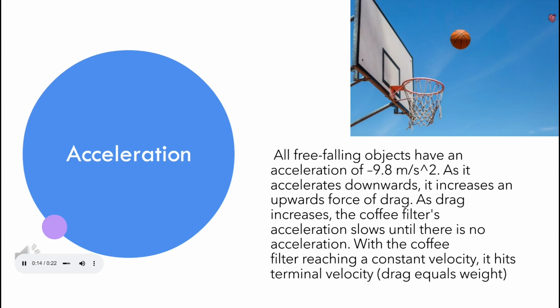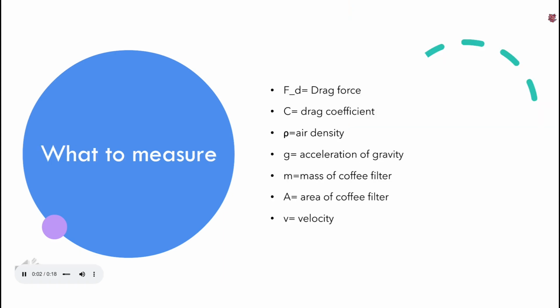On Earth, that acceleration is always 9.8 meters per second squared, or g. That means every second an object falls, its speed increases by 9.8 meters per second, if nothing is affecting the falling acceleration.